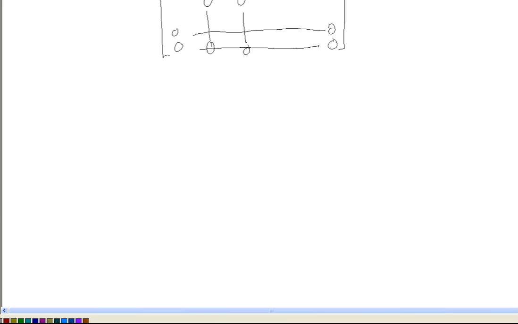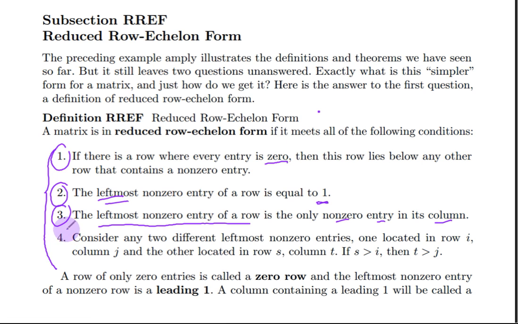Last rule, this is the most complicated one. Consider any two different leftmost non-zero entries. One located in row I, column J, and the other located in row S, column T. If S is greater than I, then T is greater than J. What does that mean? That means the larger rows have leftmost entries that are farther to the right. Let me say that again. The rows farther down have first entries that are farther to the right.